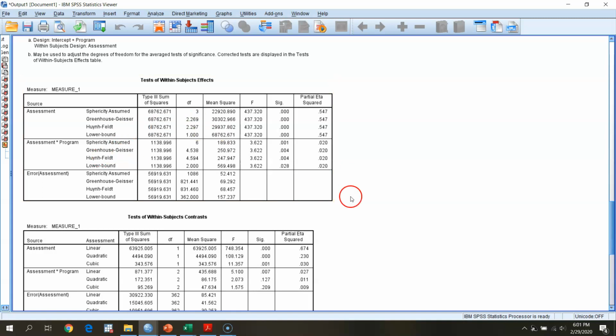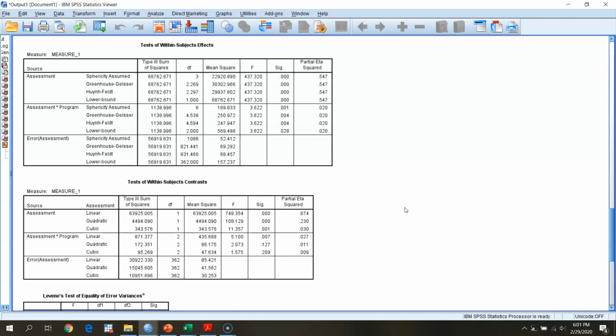But as we go down through and take a look, we also see we have an interaction here. Remember, program is our between subjects factor, assessment is our within subjects factor, and we have an interaction. So we have a between by within interaction here. What this is saying is that the pattern of means across repeated assessments differs based on what treatment program patients are in. So we've got essentially a moderation effect.